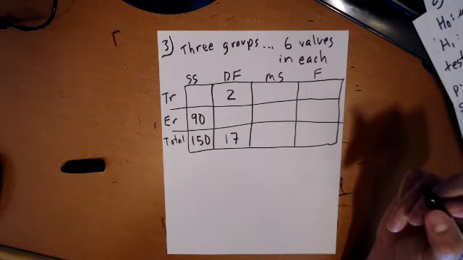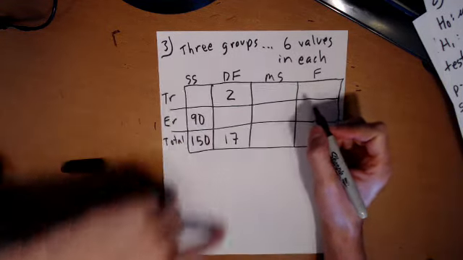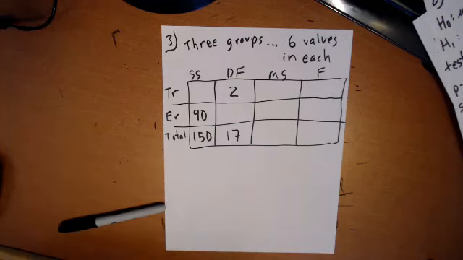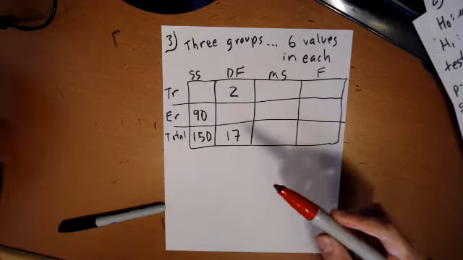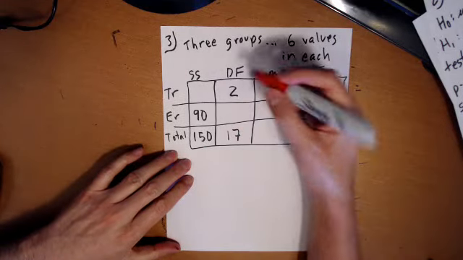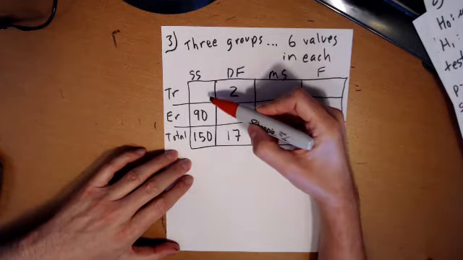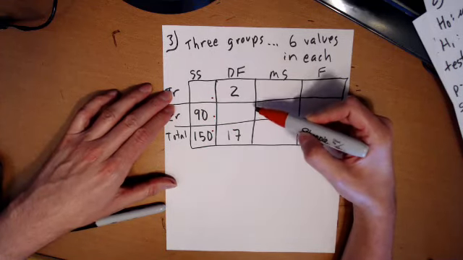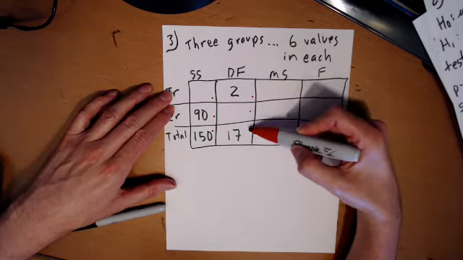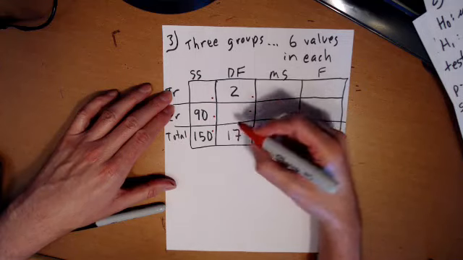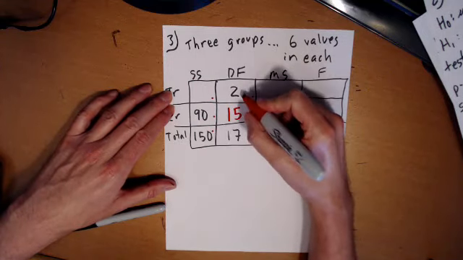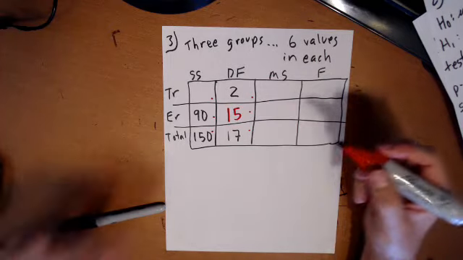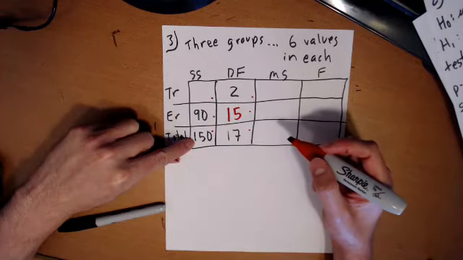Okay. Now the first 2 columns, notice how the first 2 columns work. The first column, this plus this equals that. Second column is similar. This plus this equals that. Okay, 2 plus what is 17? 15. 2 plus 15, 17. You could have just done 17 minus 2. Same thing.